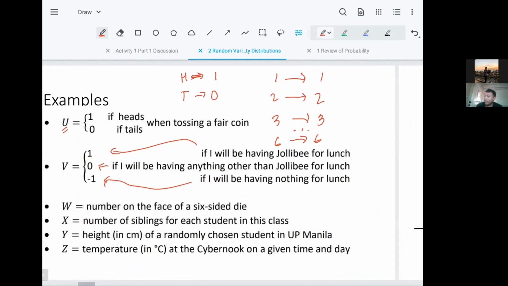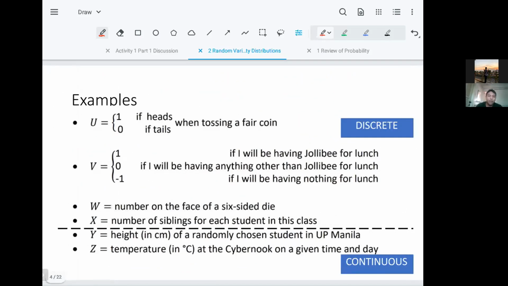We have two classifications, discrete and continuous. So ayan, napakita ko naman na yung next slide. Ayan, we have U, V, W, and X. They're all discrete random variables, whereas Y and Z, they're continuous. And kung naalala niyo pa yung mga stat niyo nung high school, ano yung difference nung dalawa? Kayo muna.